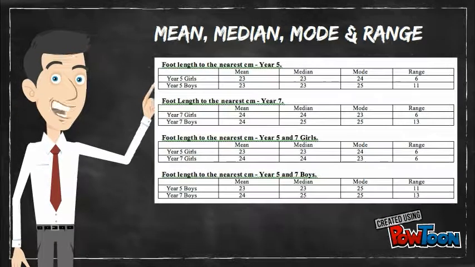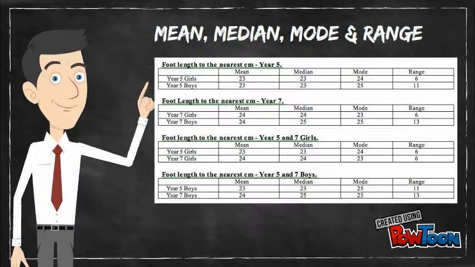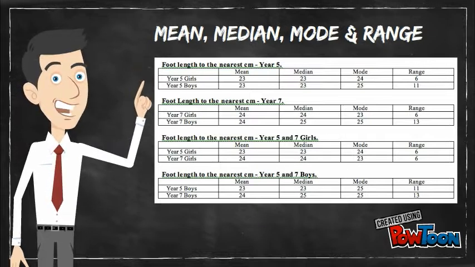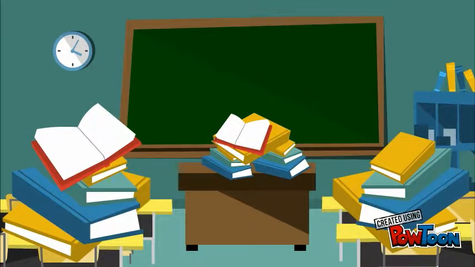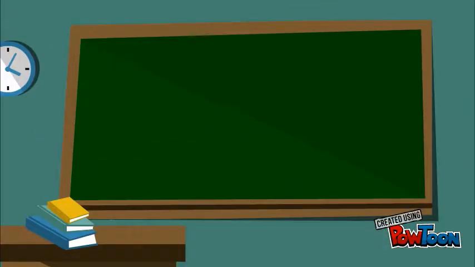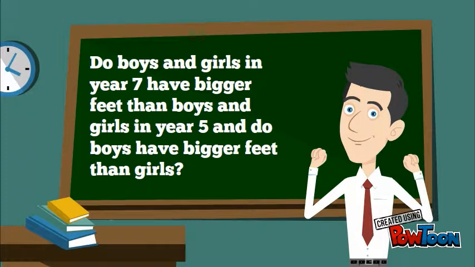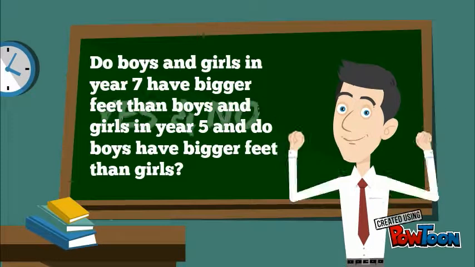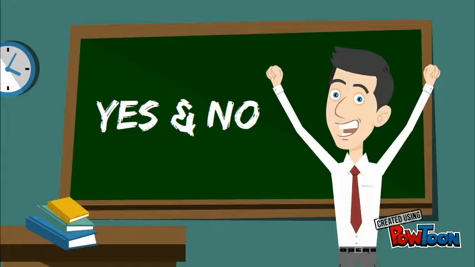After interpreting the data in my previous graphs and plots, I used Excel formulas to determine the mean, median, mode and range of my dataset. What was my original question, you might ask? The question was, do boys and girls in Year 7 have bigger feet than boys and girls in Year 5? And do boys have bigger feet than girls? Well, the answer is yes and no.